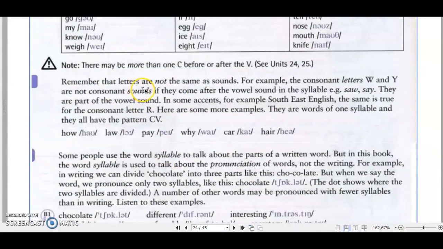It is important to remember that letters are not the same as sounds. For example, the letters W and Y are not consonant sounds if they are semi-vowels, remember. If they come after the vowel, in syllables such as so, or say, they are part of another vowel sound. In the case of say, they are part of the diphthong. Okay, but this is as regards spelling.